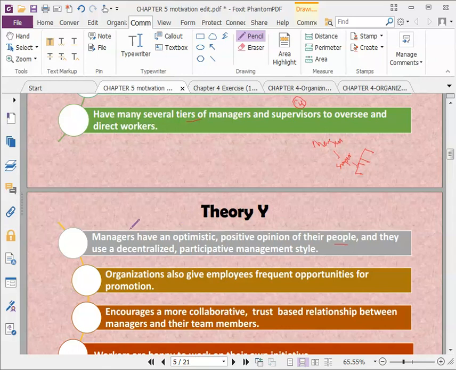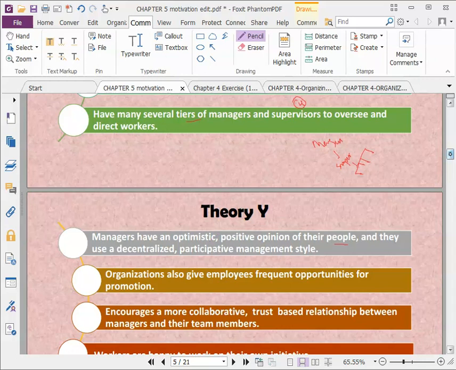And then managers also encourage their employees to participate in management decisions. Give ideas, not only use the manager's ideas, but the employees, the subordinates, will also give ideas for making a decision. So that is theory Y, the difference from theory X.